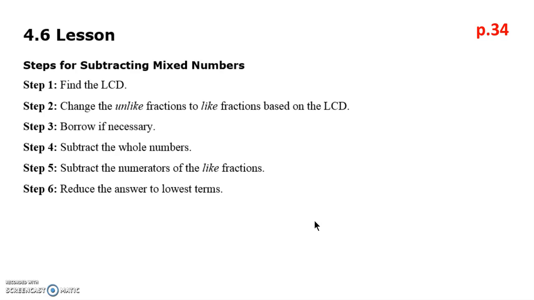First of all, we're going to find the lowest common denominator of our fractions. Then we're going to change any unlike fractions to like fractions. If we need to borrow, we will. Then we'll subtract our whole numbers, and then we'll subtract the numerators of our like fractions, and finally we'll check to see if our answer is in lowest terms.